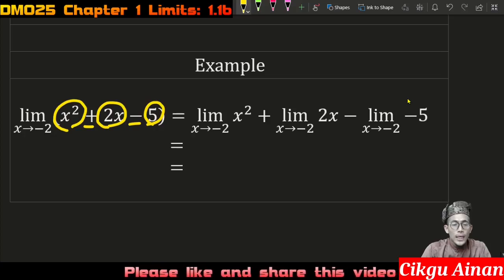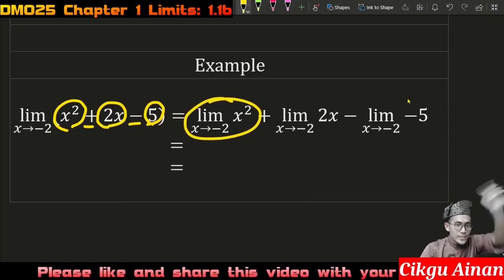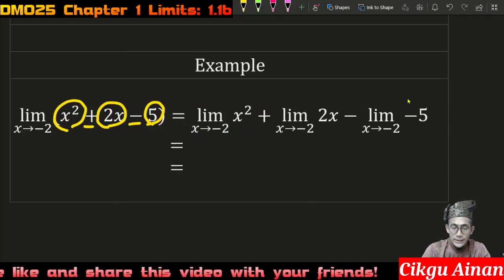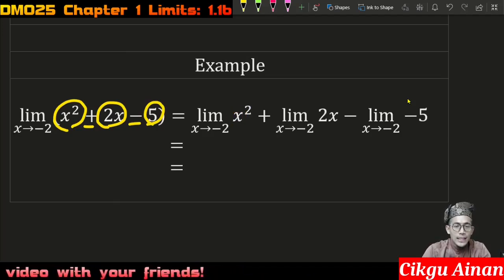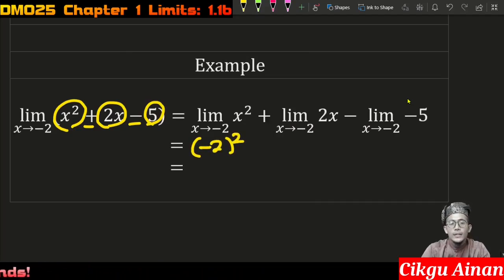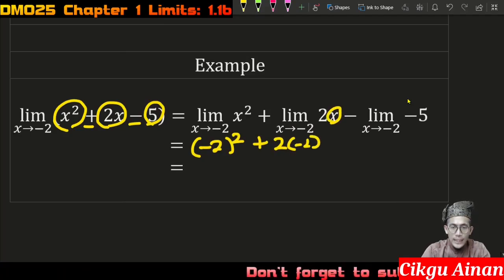For this one we can use the previous property. So what is the property? We just substitute the value of minus 2 inside here. So minus 2 squared. Now this one, 2x, x also we can just substitute. So 2 times minus 2, like this.